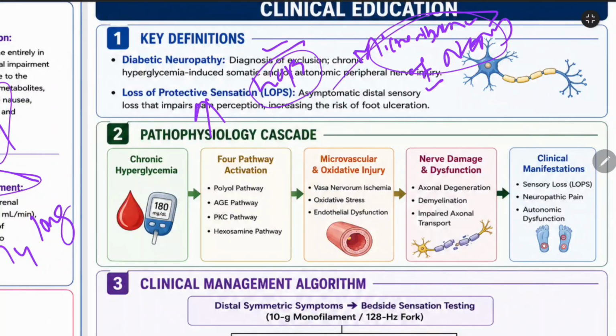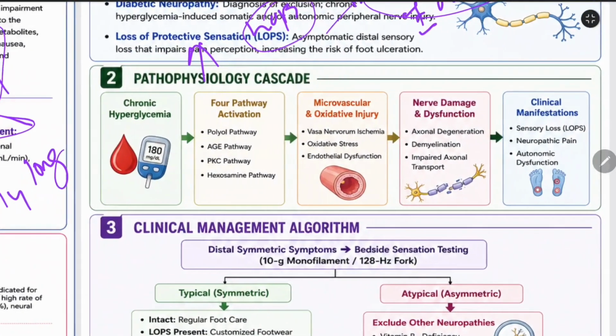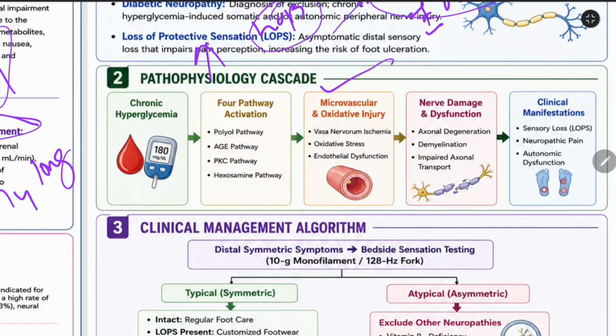What is microalbuminuria? Microalbuminuria is nothing but the patient will be asymptomatic, but there will be diabetic kidney disease. Similarly, the patient will not have any symptoms of neuropathy, but LOPS will detect that. So LOPS is equivalent to the microalbuminuria of diabetic kidney disease, or you can say a rule out test for neuropathy. So LOPS, very important. So this is the pathophysiology.